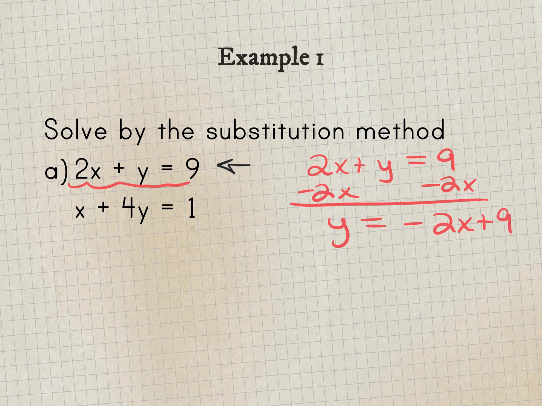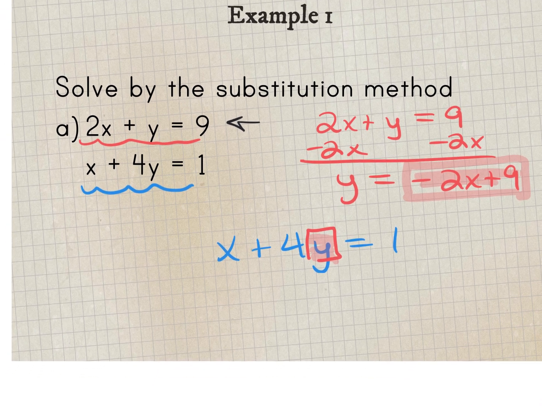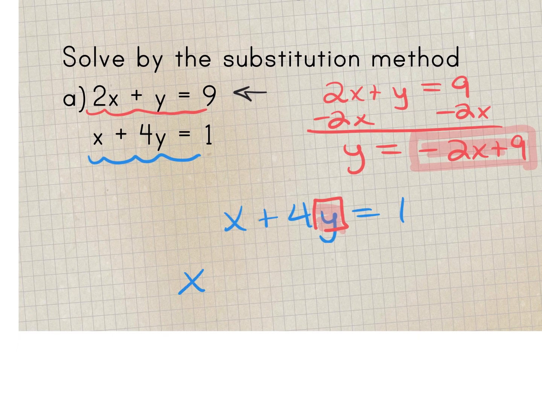Now I'm going to take the second equation, and I'm going to replace my variable y with what I just found y equals. So I'm going to take out the y, and I'm going to substitute what y equals, which is negative 2x plus 9. I'm going to put this in place of the y. You always have to substitute it into the equation that you didn't rearrange to begin with. So the x goes here, the 4. I'm taking out the y and replacing it with the expression for what y equals.